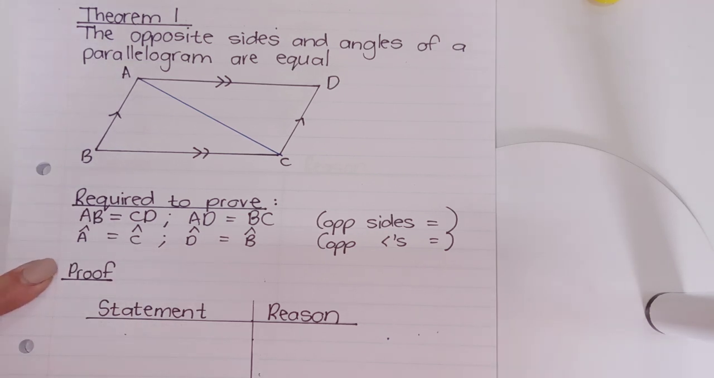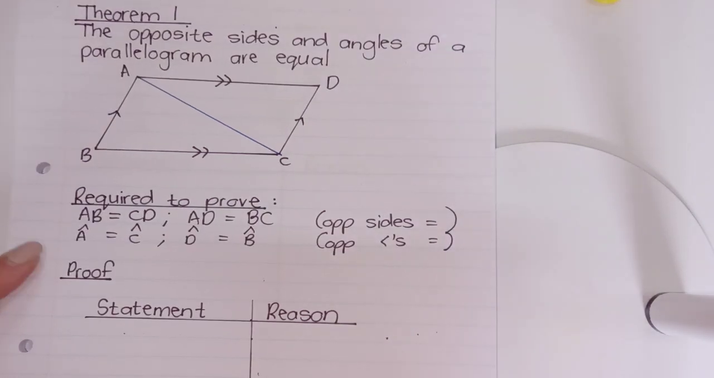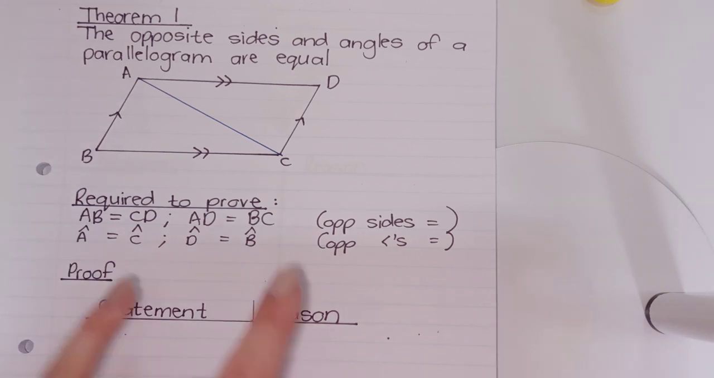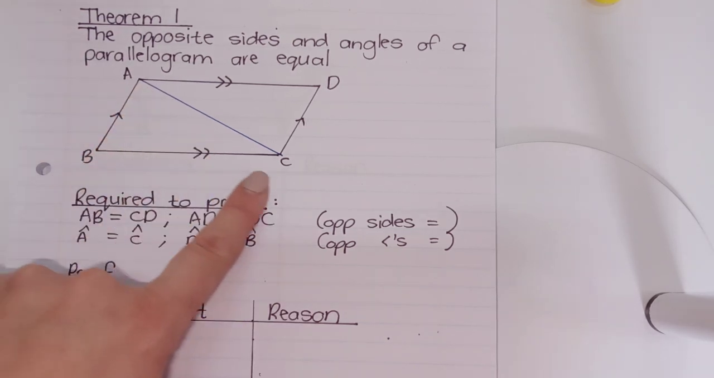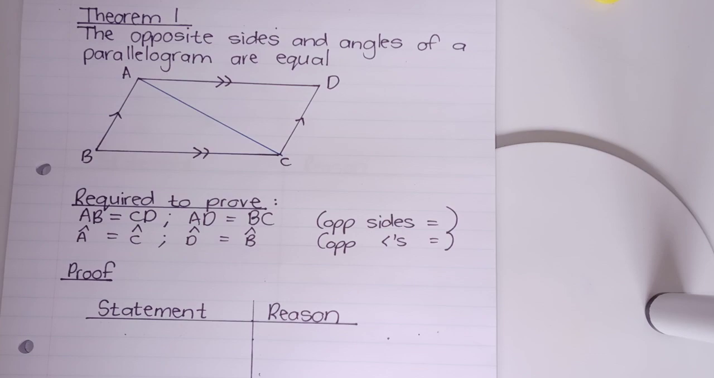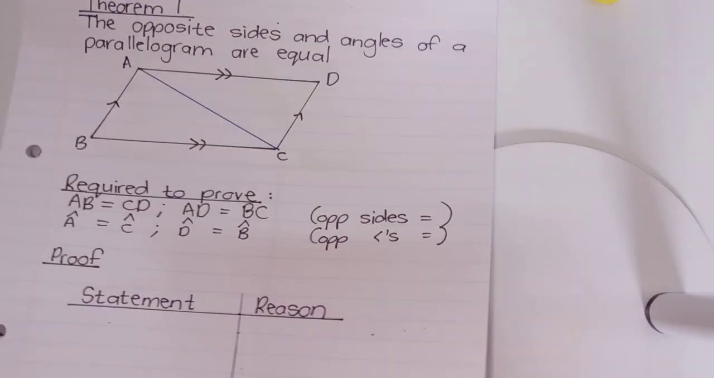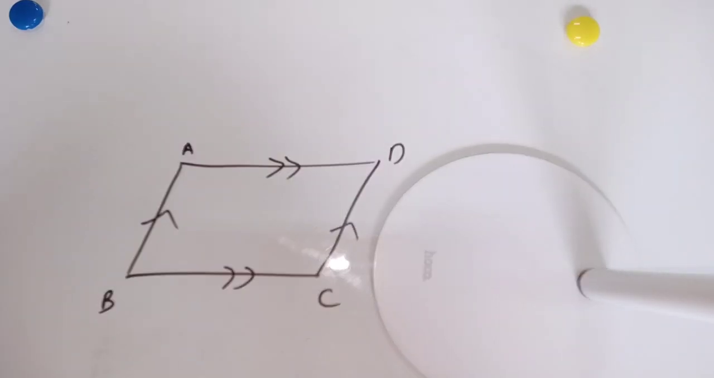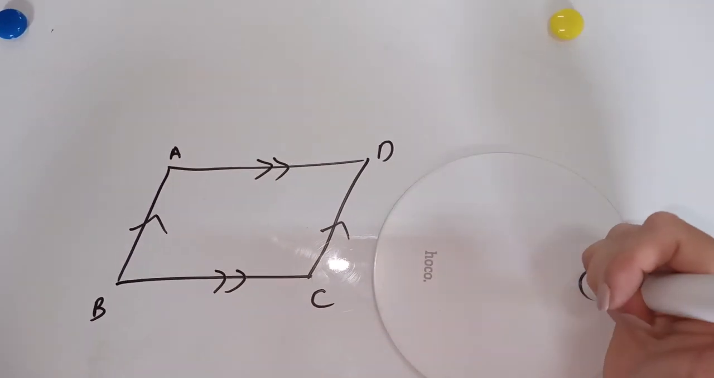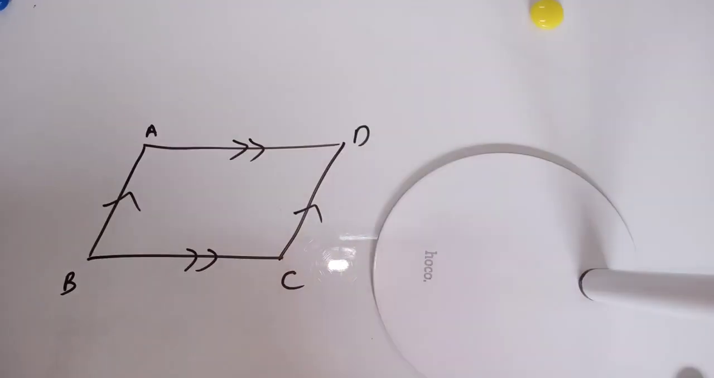Then under your proof, which is like carrying out your experiment, you draw a statement and reason table. You see, there is my diagonal that I said you must please draw from A to C. So what we're going to do is, if I had to quickly go and draw this parallelogram again, in geometry, it's very good to have a heading. Like if you had to go sail out to sea, you need a direction in which you're heading.